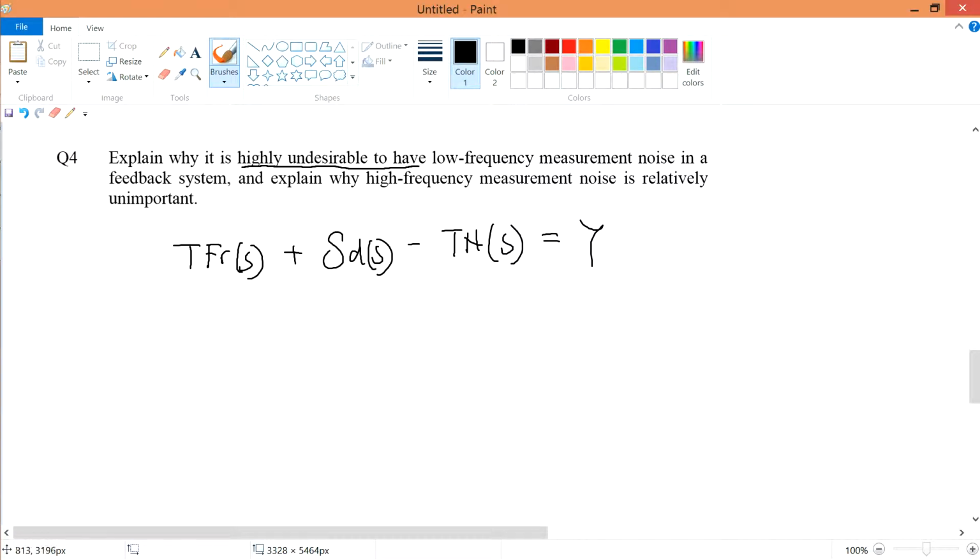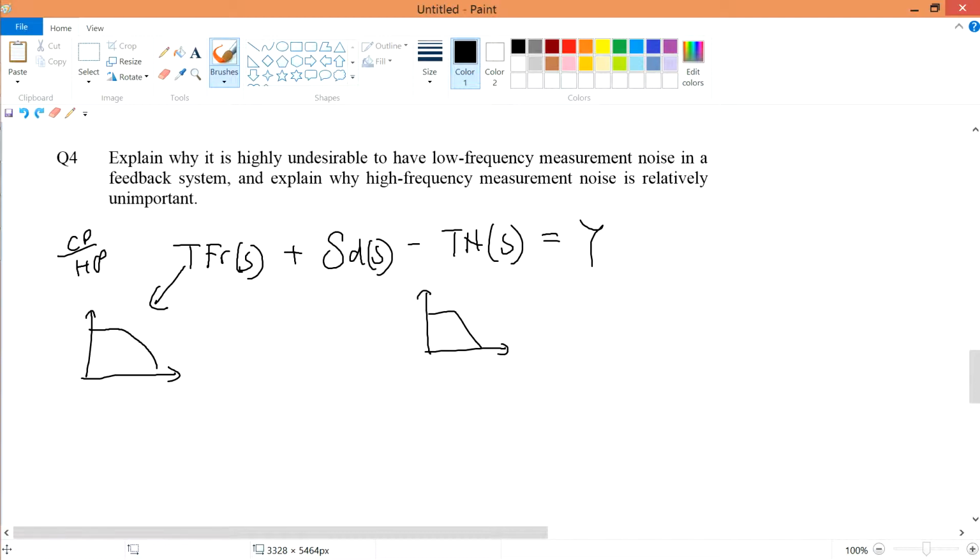Explain why it is highly undesirable to have low frequency noise in a feedback system, and explain why high frequency measurement noise is relatively unimportant. So if you have low frequency, your noise is going to increase. Why do we say so? T is your complementary sensitivity function, or your Cp over 1 plus Cp. In some cases, this T is actually a low pass filter or low pass system, same as your T over here, because this T deals with your responses and your noise.